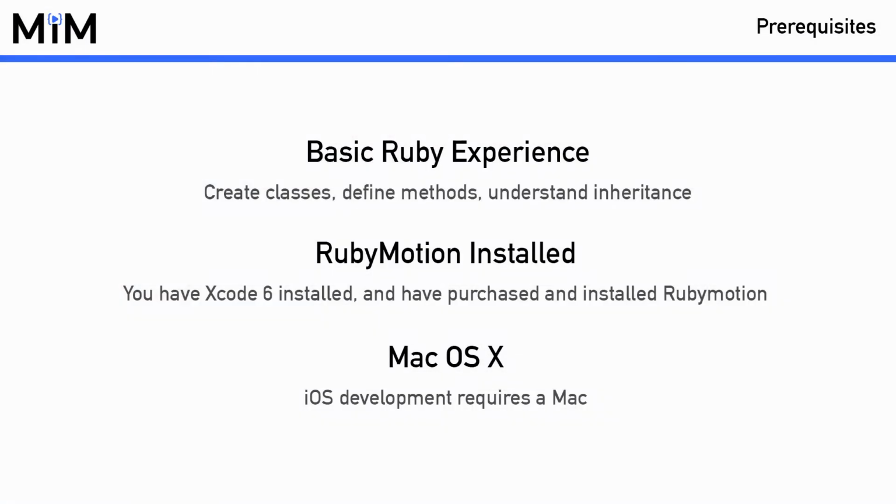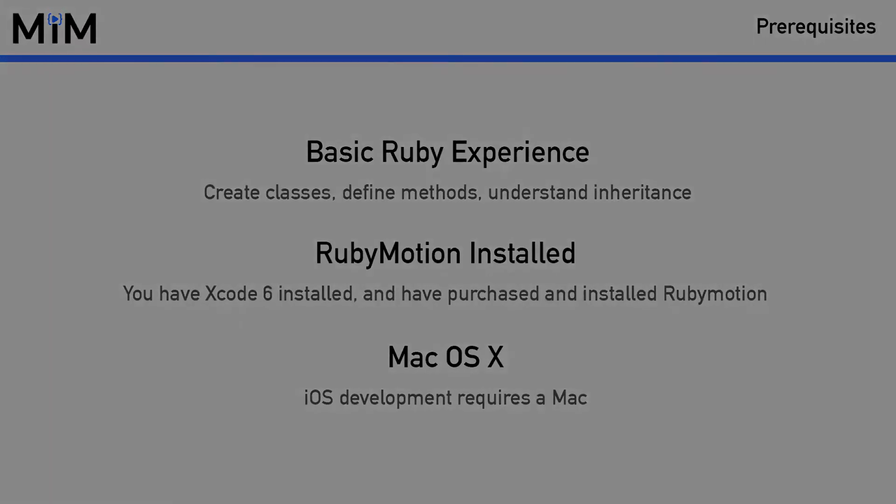Now, there are some prerequisites for this course. I'm making the assumption that you know Ruby. You don't have to be a Ruby expert, but you should be able to structure decent object-oriented code in Ruby. I'm also assuming that you have already set up RubyMotion. This means you should have Xcode installed and have purchased and installed RubyMotion onto your Mac.